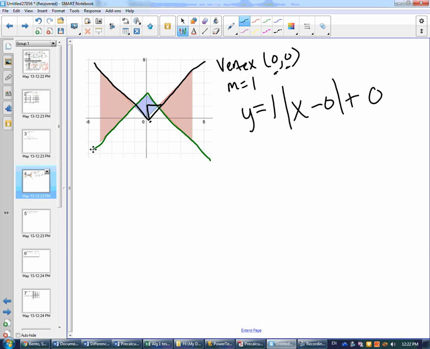And I can simplify this. x minus 0 is just x, plus 0, I don't really need that. And I don't even need to write the times 1. So that function is actually the mother function, the absolute value of x.